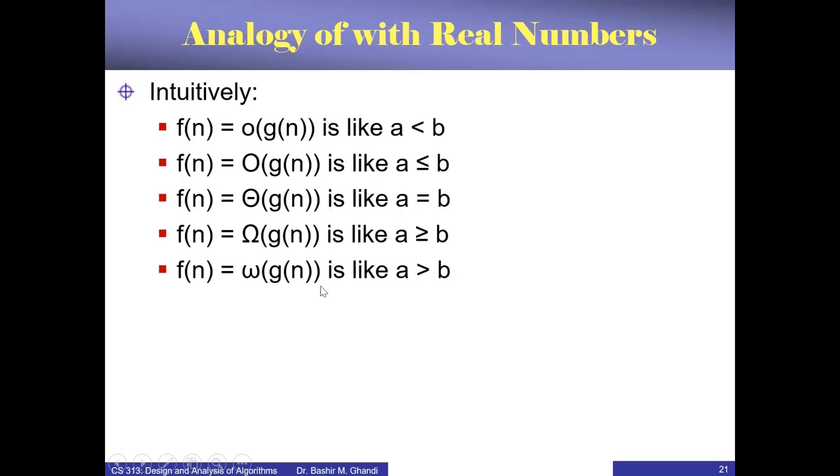Now if you can see how they are arranged, we start from less than, a is less than b, then a is less than or equal to b. So getting closer from less than to less than or equal to, and then to equal to. And then it goes the other way, greater or equal to, and then finally strictly greater than. This is how to think about these five asymptotic notations. Let us now look at some properties of asymptotic classes.